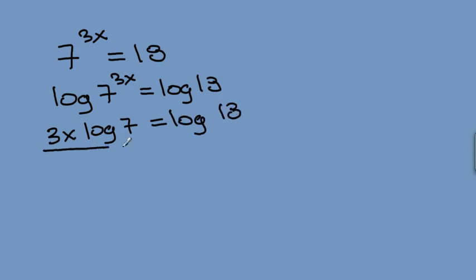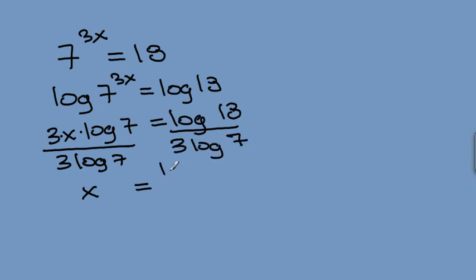Now in this case, we are dividing because there is multiplication going on between all three terms. But we want only an x here at the very end. So we're dividing by a 3 and a log of 7. So we have log of 18 over 3 log of 7.